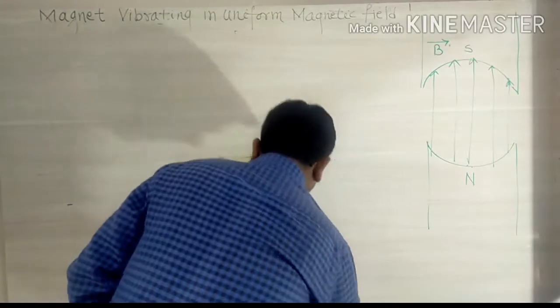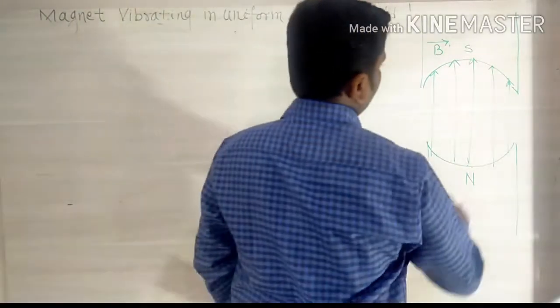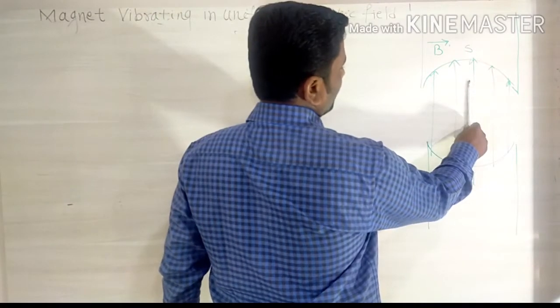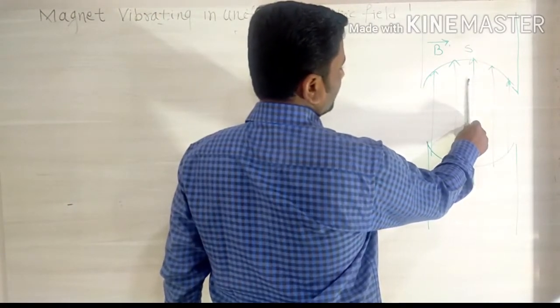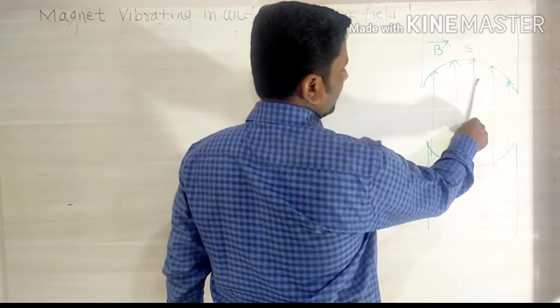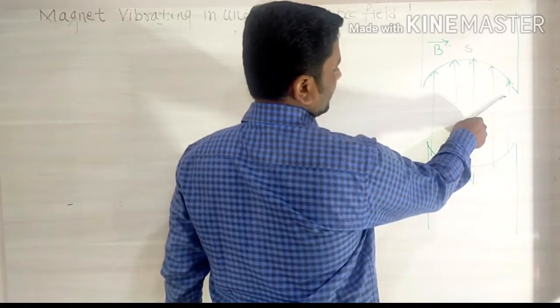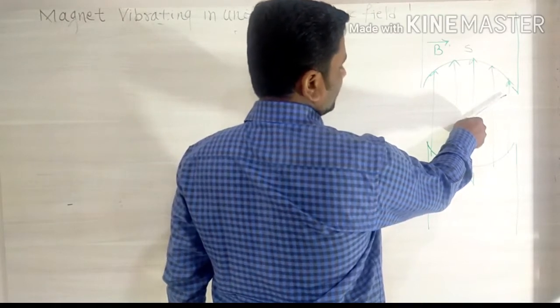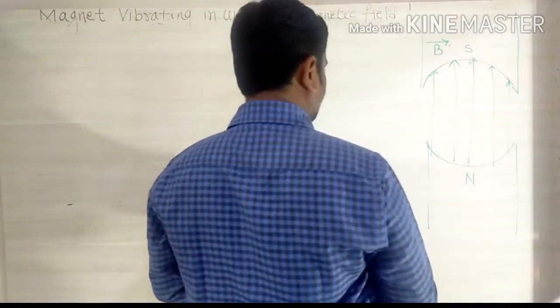Suppose in this uniform magnetic field we place a bar magnet at equilibrium position, and then it displaces through some angle theta, that is said to be angular displacement. Then let us see the position of that bar magnet.